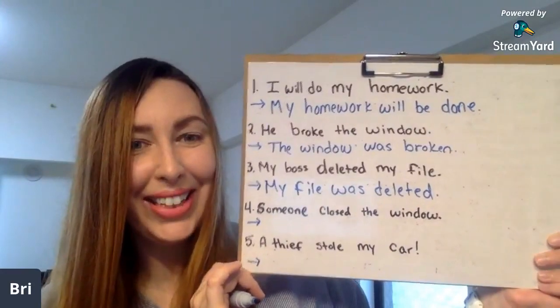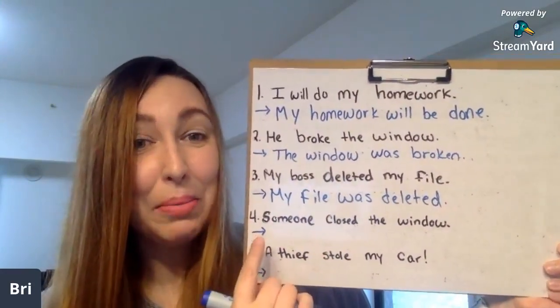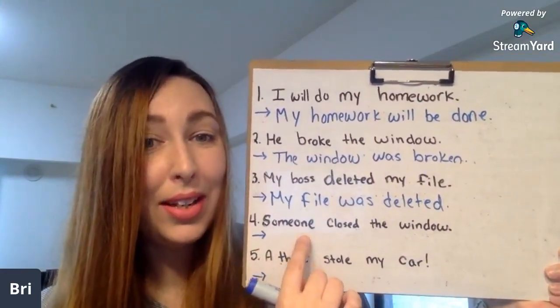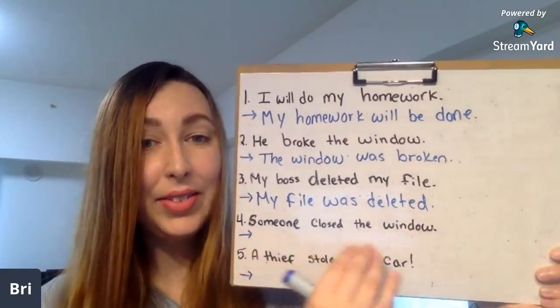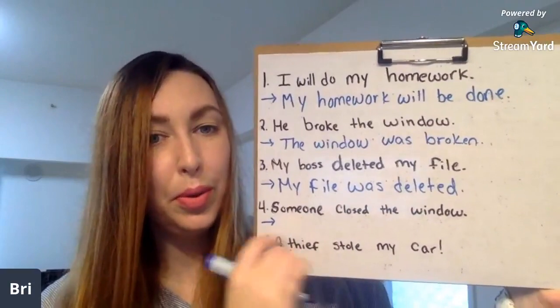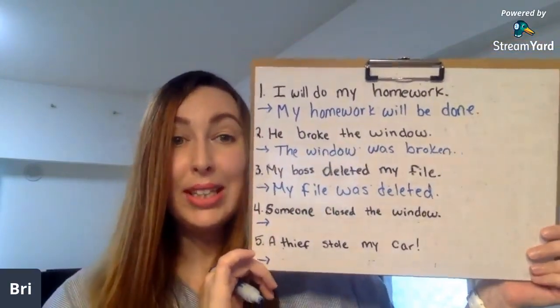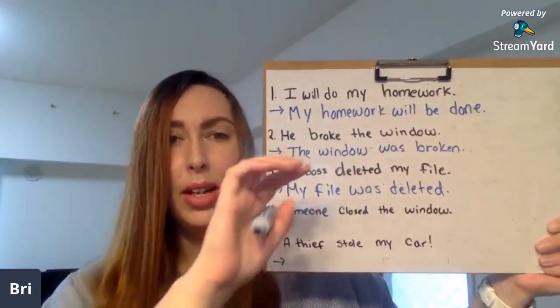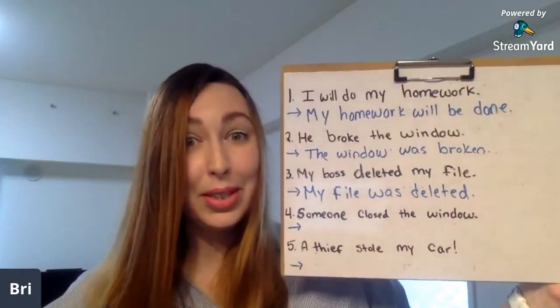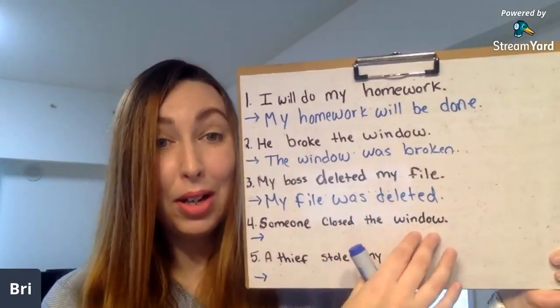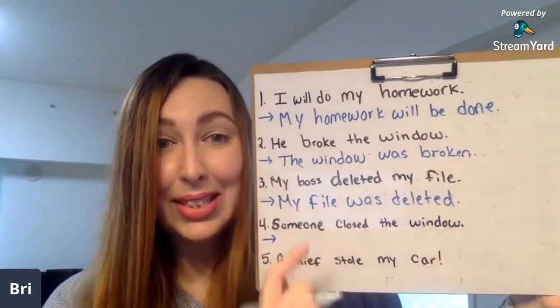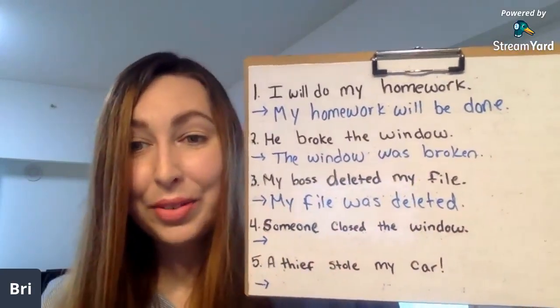That's pretty bad, right? Okay, number four. Someone closed the window. So, in this active sentence, we don't know who, but the subject is someone. So, we're talking about someone. Someone closed the window. But if we want to talk about the window as the main part of our sentence, how can we change this to passive?